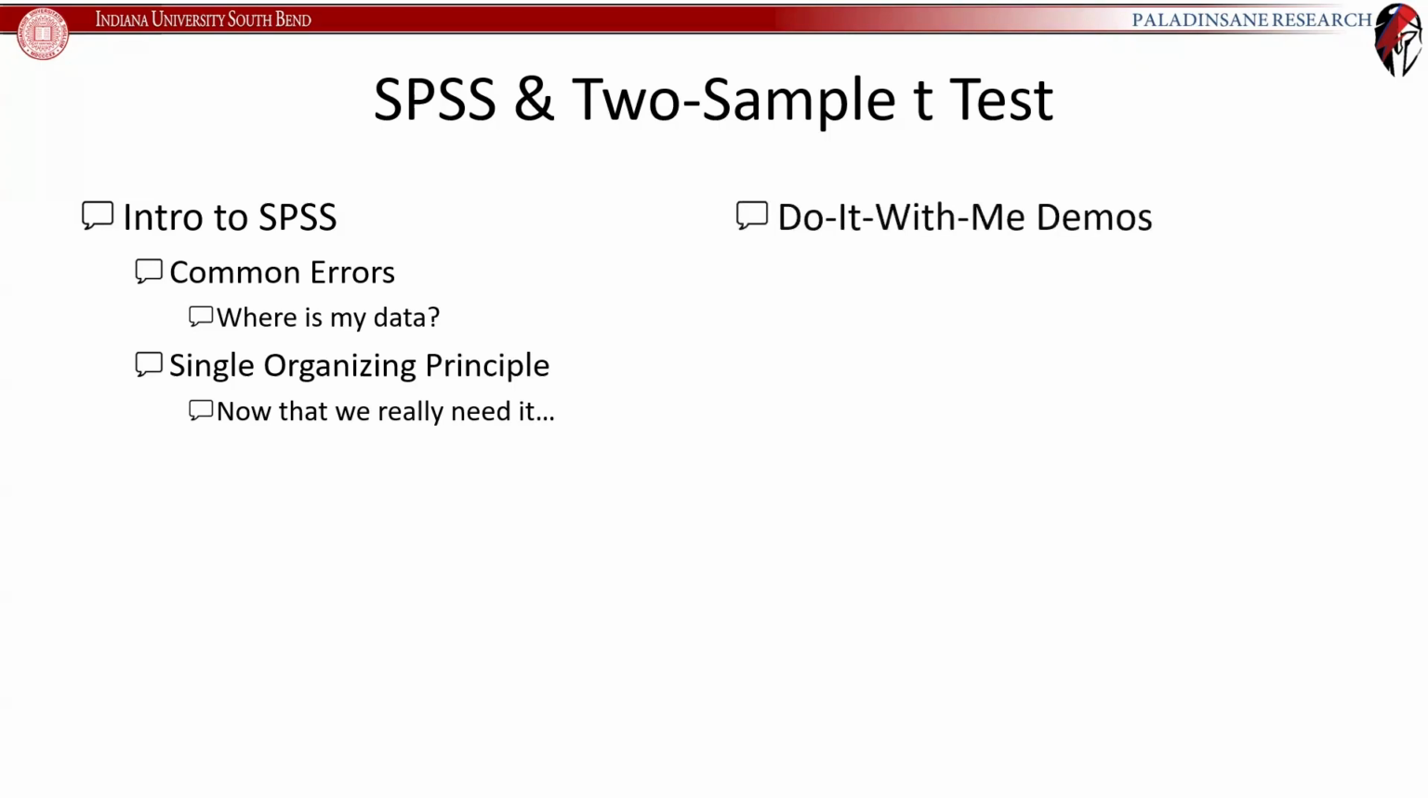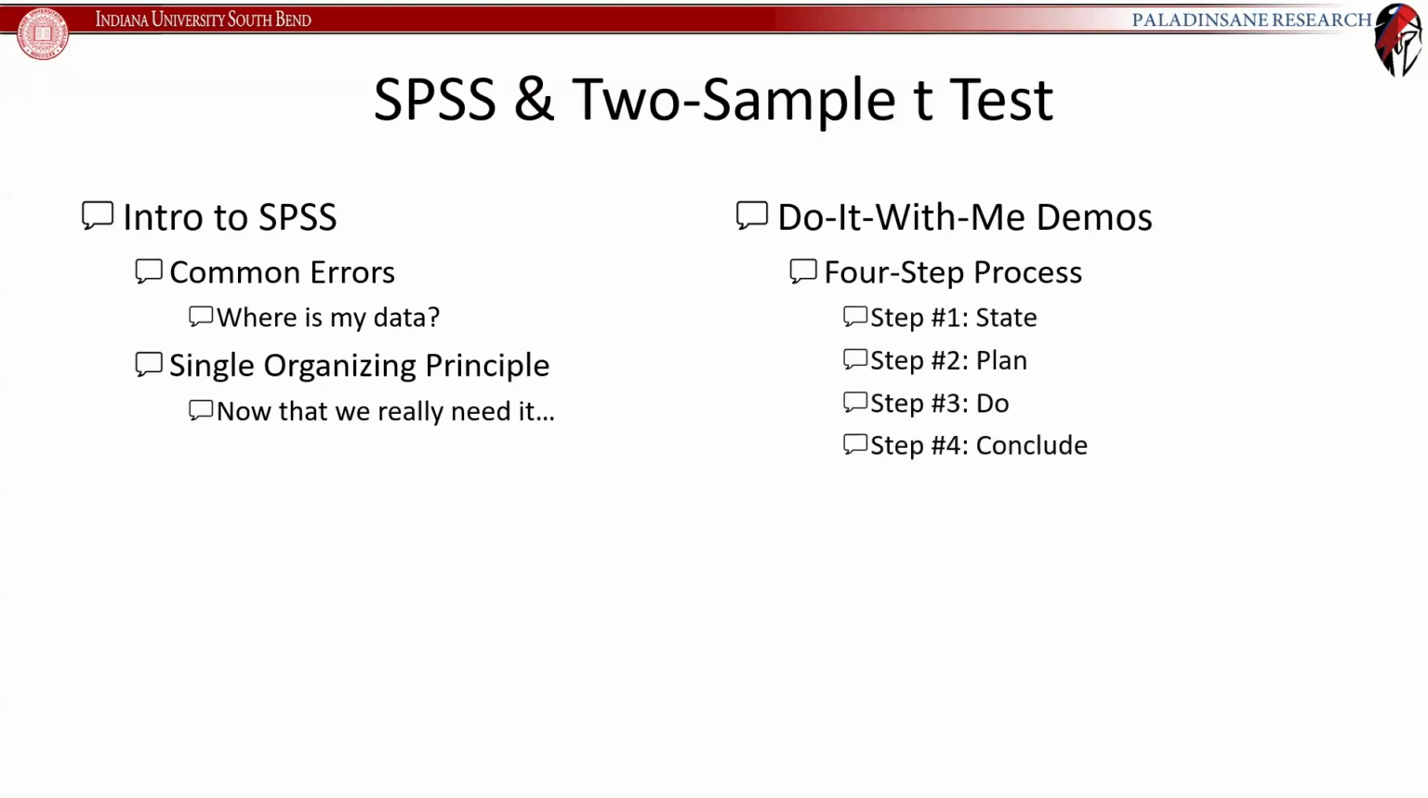And then we're going to apply this to do-it-with-me demos. And one thing that I want to make very explicit is that even though the t-test that we're doing is different, the logic of hypothesis testing is not. So those four steps that we've been going through, state, plan, do, and conclude, those are the four steps that we're going to be doing whenever we do a significance test. Some of the details change, but the overall structure remains the same.